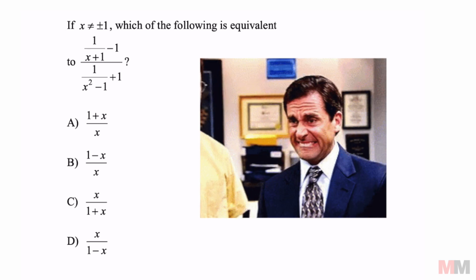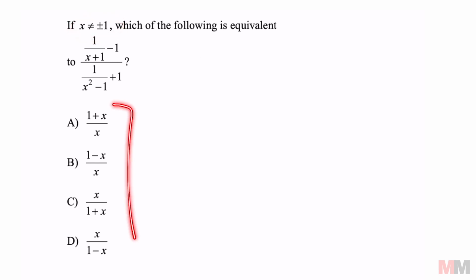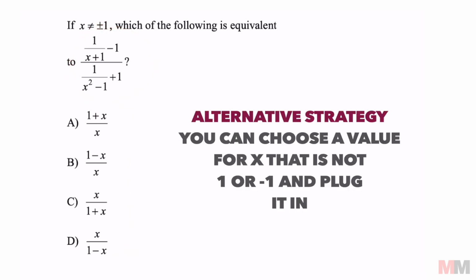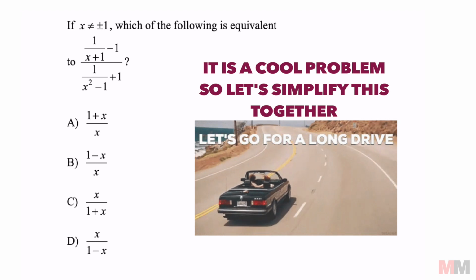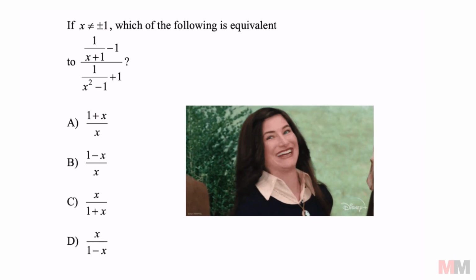This one's going to be a little rough, guys. We got x that cannot equal plus or minus 1. Which one of the expressions is equivalent to this expression? And I know you can cheat this by picking an x value and seeing which one matches with that, but I don't feel like cheating today. Let's do this the real way. However, if you got an SAT and you got a calculator, of course, do that strategy.